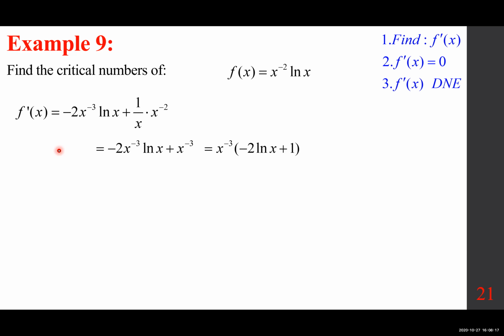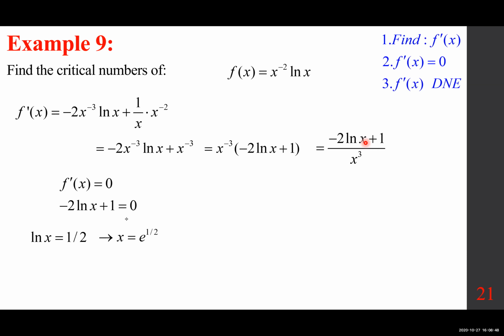So when we factor x to the power of negative 3, we can rewrite this as such. All right, so f prime equals 0, f prime doesn't exist. F prime equals 0, the numerator is 0. F prime doesn't exist, the denominator is 0. So if you set the numerator equal to 0, that means 2 ln x equals 1, ln x equals 1/2, and x is e to the power of 1/2, or square root of e to the power of 1/2. And you can leave it as that because it's a precise answer.